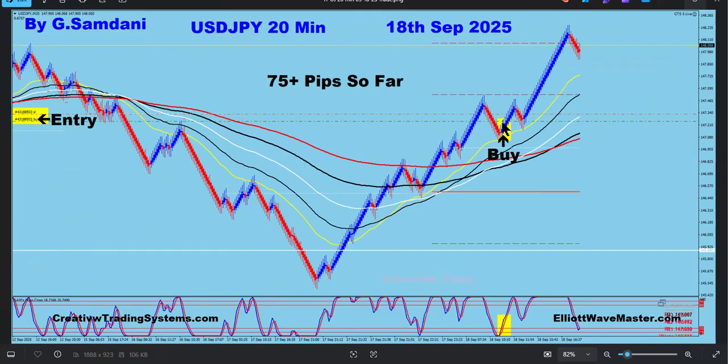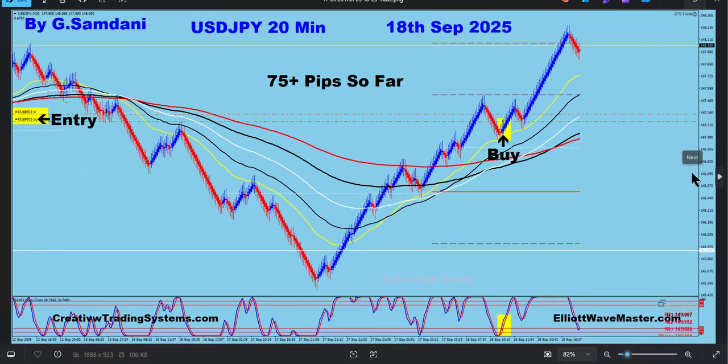This is the entry. You can see the arrow. This is a small arrow where the EA opened the trade and boom, it's gone. 75 pips. So 75 and 135, so that's 210 pips only from this USD/JPY today on the 18th. Plus EUR/USD and GBP/USD are supposed to be going down with the USD strength.